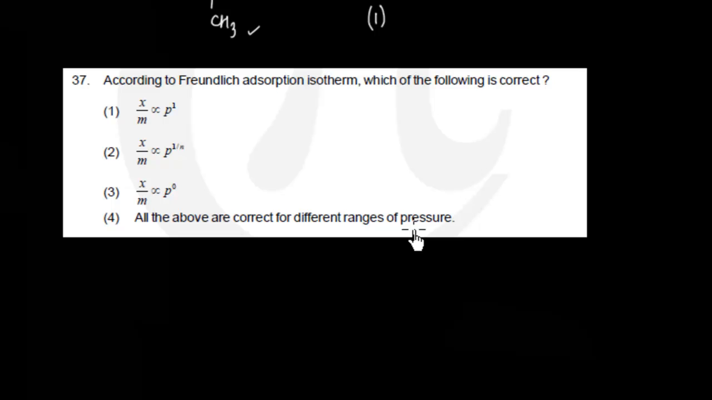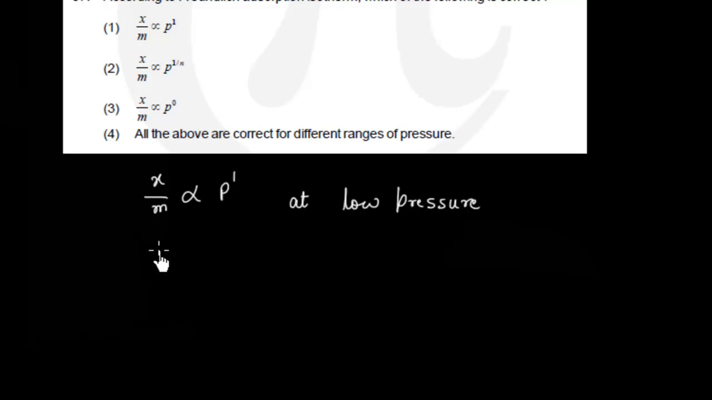This is again a straightforward question. The question says, according to the Freundlich adsorption isotherm, which of the following statements is correct? Now if you see, we have x by m, which is proportional to P to the power 1 at low pressure. When the pressure is moderate, this varies: x by m is proportional to P to the power 1 by n, where n is a constant and it can be determined only from experiment.